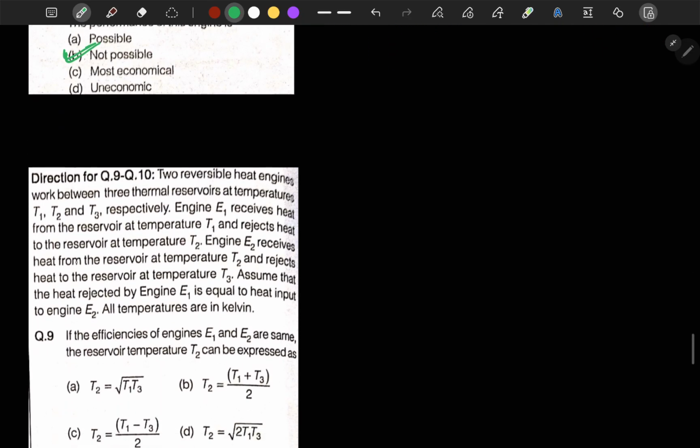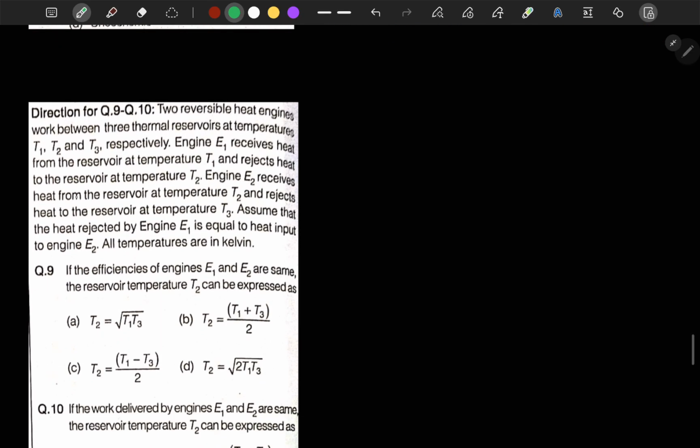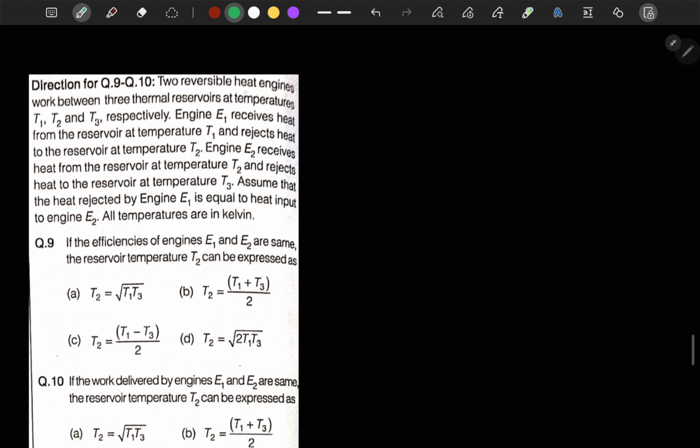Next we'll be moving to question number 9 and 10. So it is a direct, link type question. It is mentioned that two reversible heat engines work between three thermal reservoirs at temperatures T1, T2, T3 respectively. Engine E1 receives heat from the reservoir at temperature T1 and rejects heat at temperature T2. Engine E2 receives heat from reservoir T2 and rejects heat to reservoir T3.